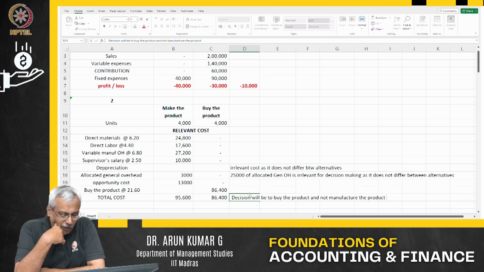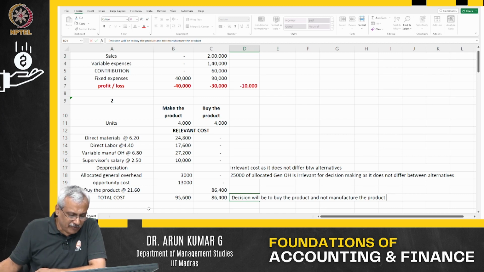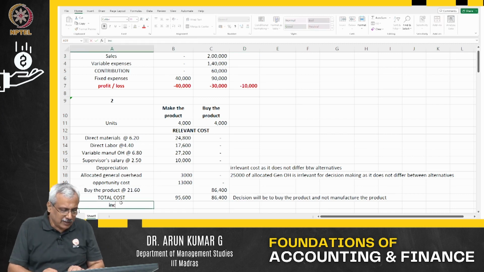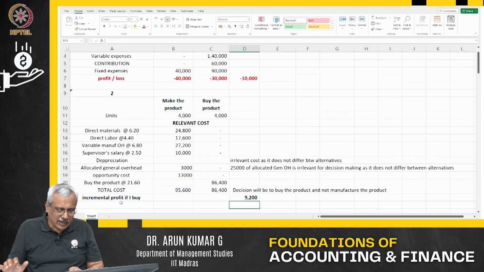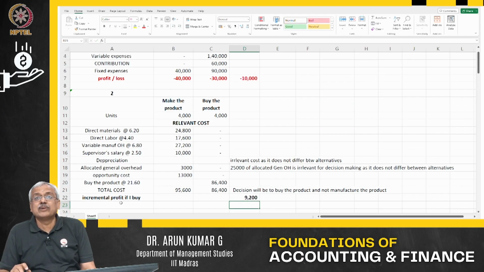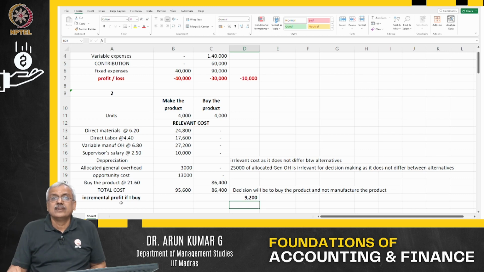So what happens? What is the difference or incremental profit that you make if you buy? If I buy, what is the incremental profit? The incremental profit that I am going to make if I buy is about 9,200.